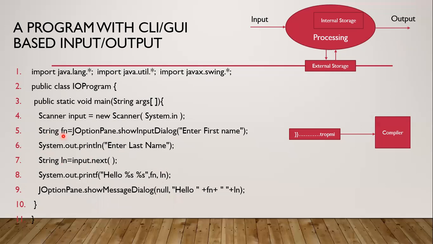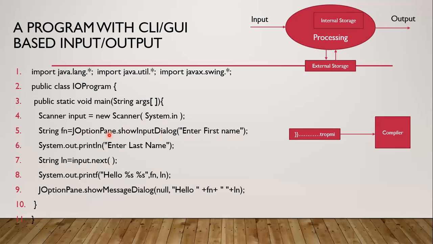So the first thing that will happen, we set the scanner, a variable input of type Scanner. We set the scanner to System.in, and then we ask JOptionPane.showInputDialog to come up with this message, enter first name. Now the GUI dialog box will appear with the text field. You will enter the name in the text field and press enter.